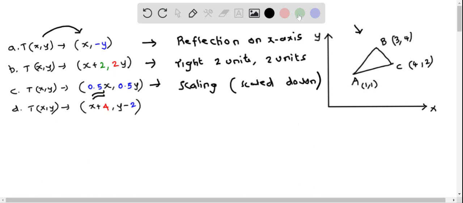And the second one, I forgot to mention this. This is basically a translation with scaling.